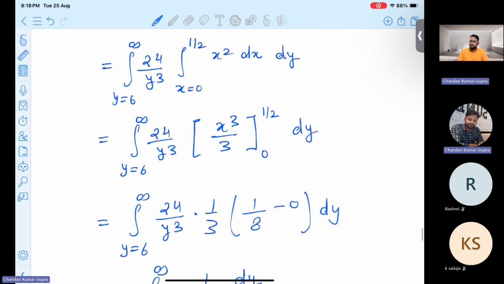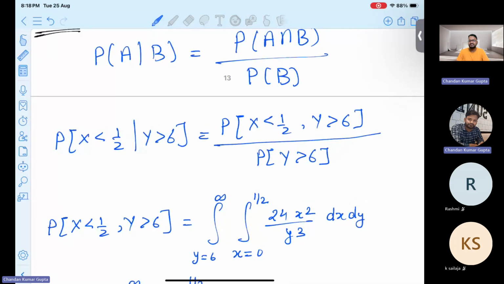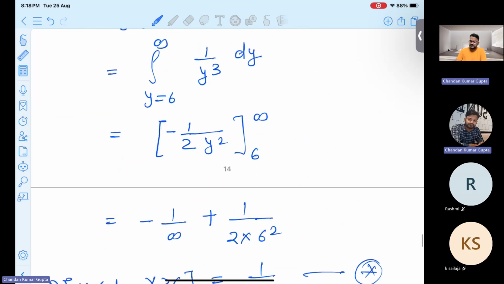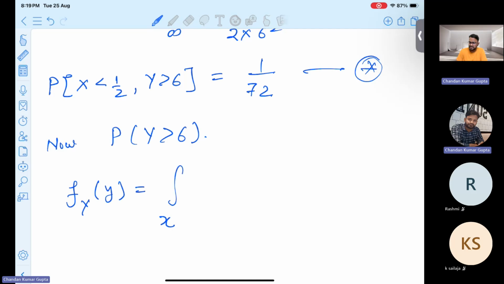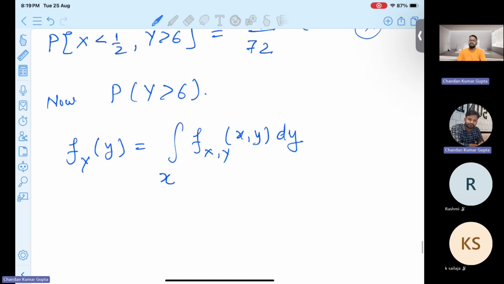Now it's the denominator term, that is obviously the probability that y is greater than 6. For this, we need the marginal distribution of y. So first, we will calculate f of y, which is the integral over x of f of xy, dx. This is the formula.